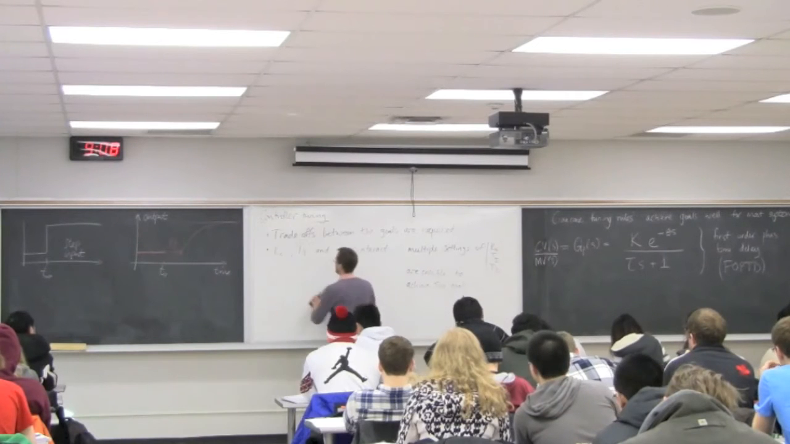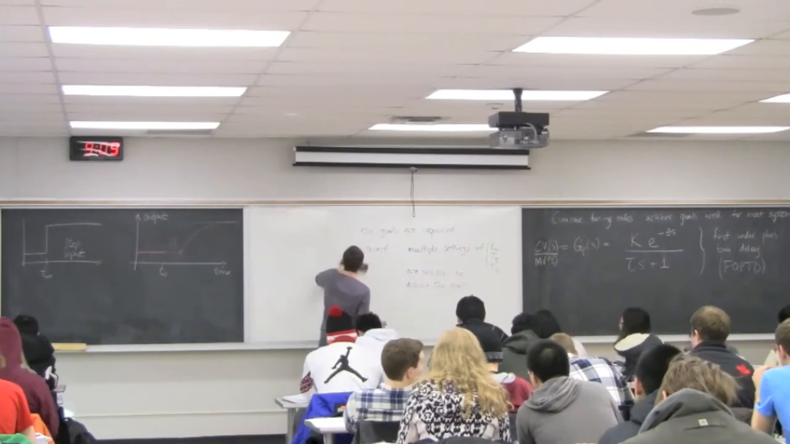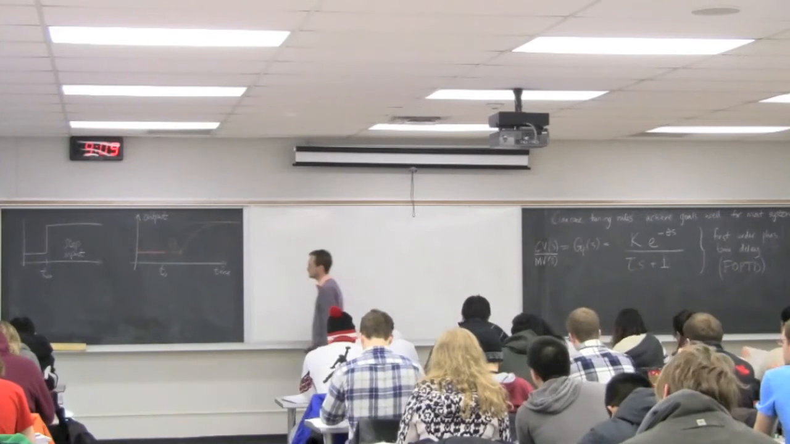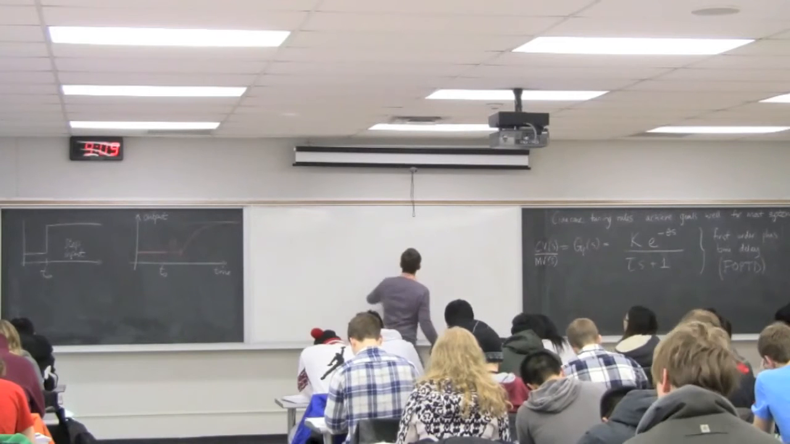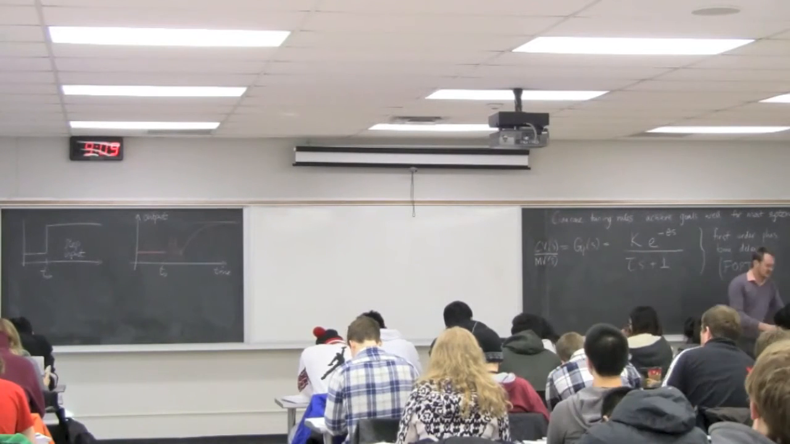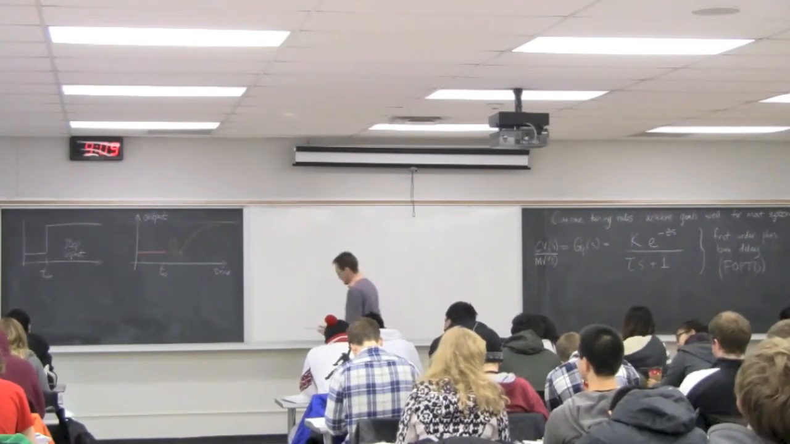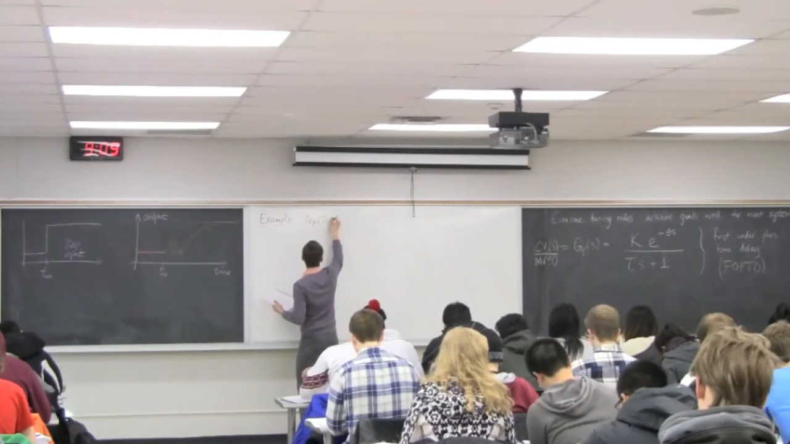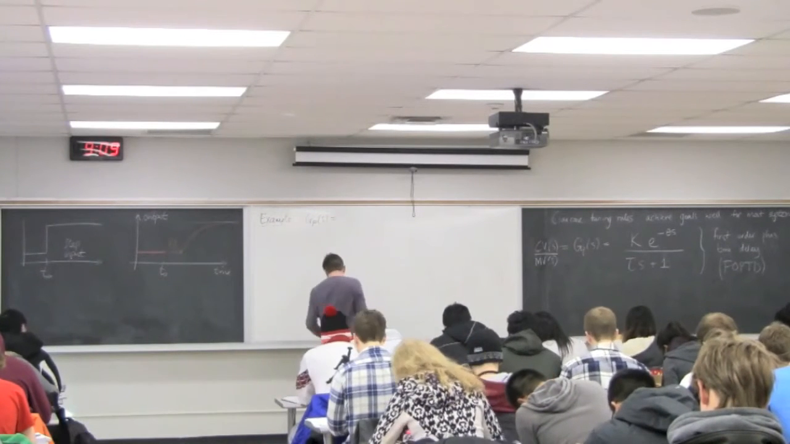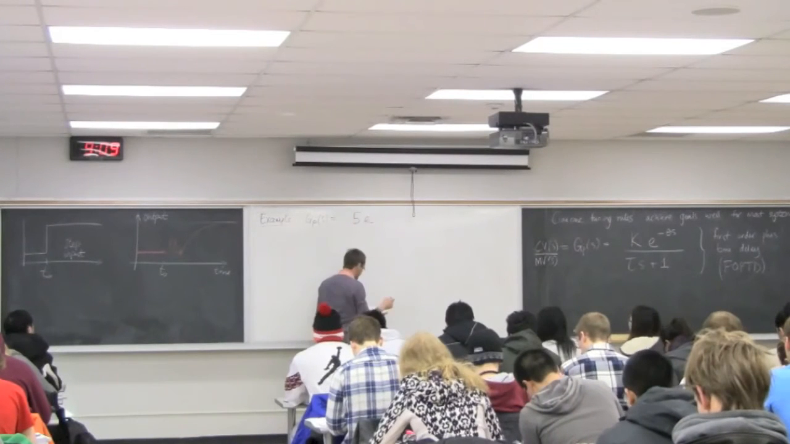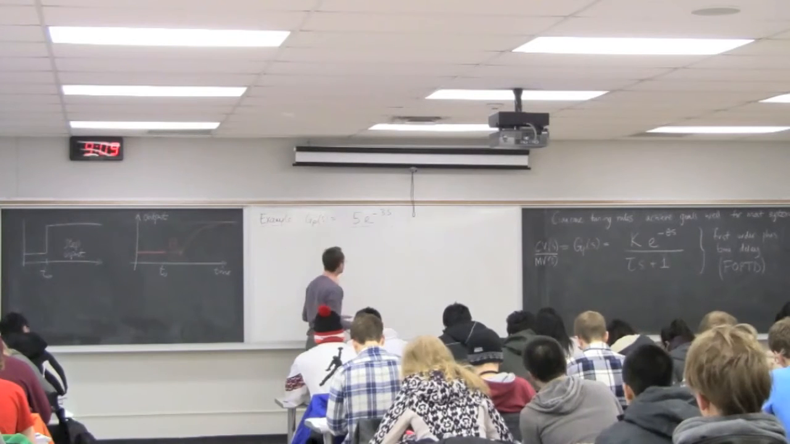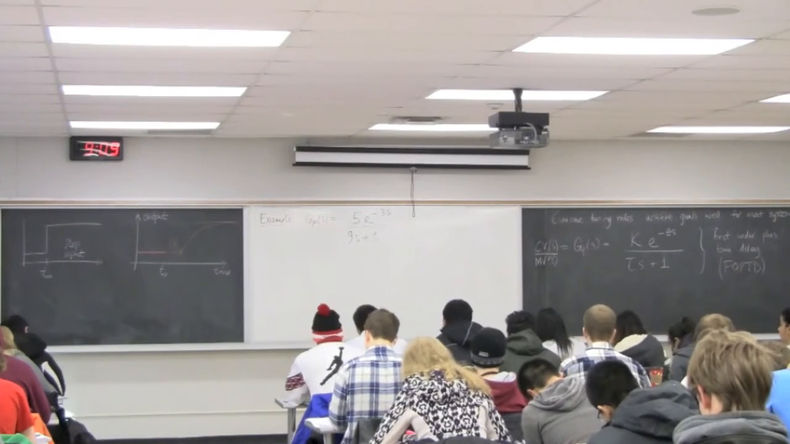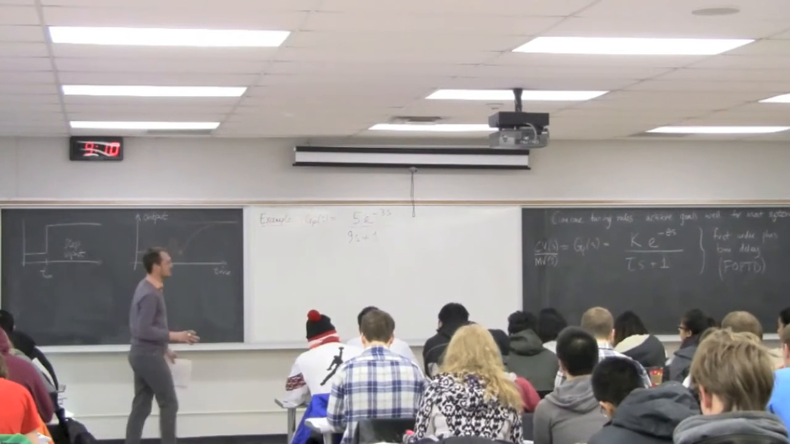Let's take a look at how to use the tables in front of you, and we'll look at that through an example. Consider the example where the process model GP of S is given by a gain of 5, a dead time of 3 units, and I'm going to consider a time constant of 9 units of time. Okay, so K is 5, theta is 3, tau is 9.